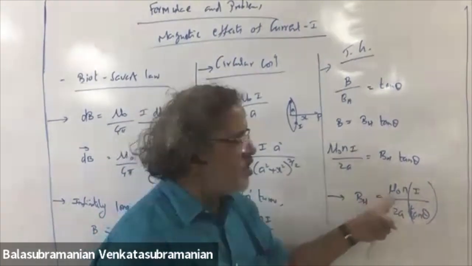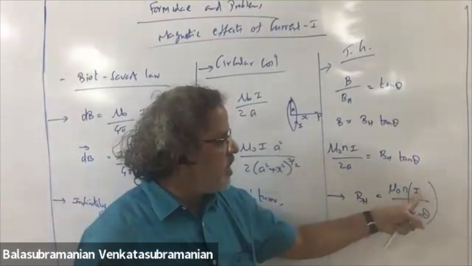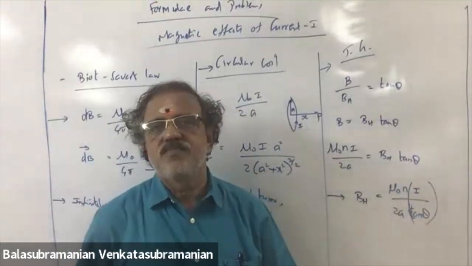Then BH is equal to mu naught N I by 2A tan theta. For different values of current, we calculate theta.